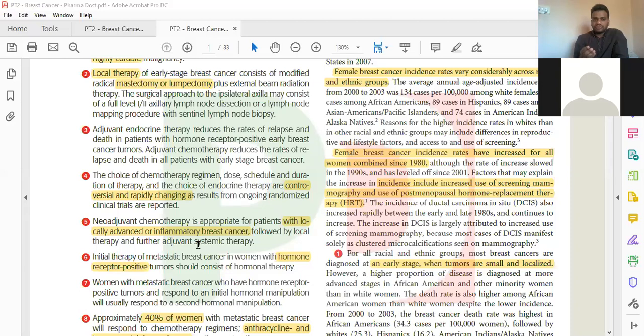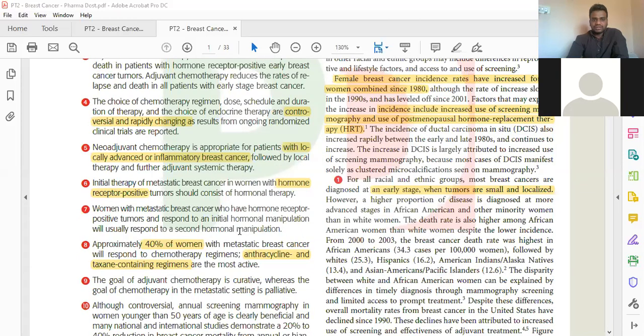Then the fifth point you need to understand is that neoadjuvant chemotherapy is appropriate for patients with locally advanced or inflammatory breast cancer. Then you also need to understand the initial therapy of metastatic breast cancer. You see I'm using the words locally advanced and metastatic breast cancer. Again, these are types of breast cancer based on the stage, based on the extent, so we'll discuss that in detail in this chapter.